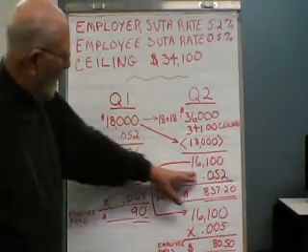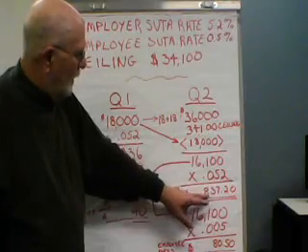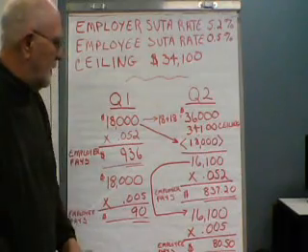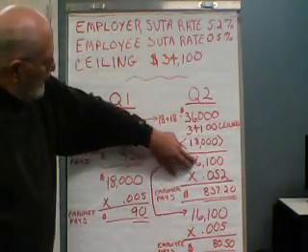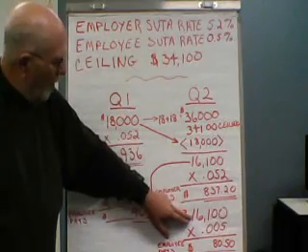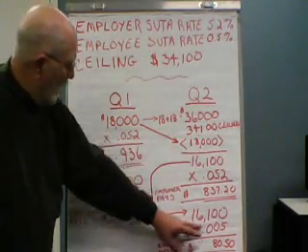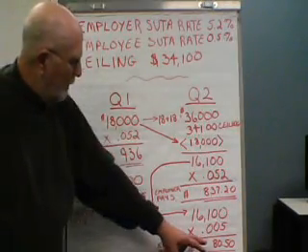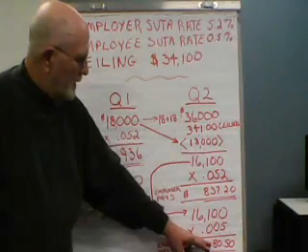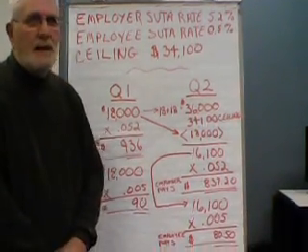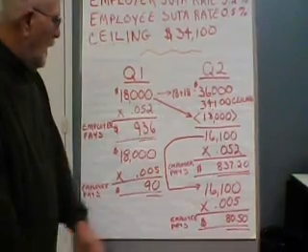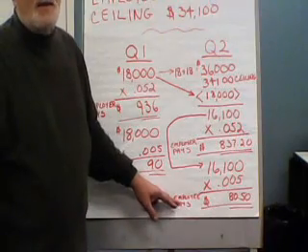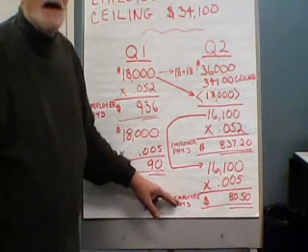We again multiply it times the same 0.052, and the employer is going to pay $837.20 in the second quarter. We take that same $16,100 down for the employee, multiply it times the same 0.005, and the employee is going to pay $80.50 in state unemployment taxes for that quarter. Now, what actually happens is the employer withholds this from the employee. The employee does not actually write a check.